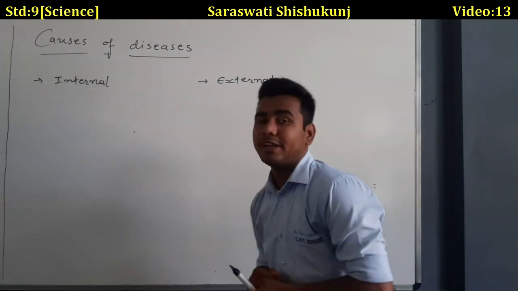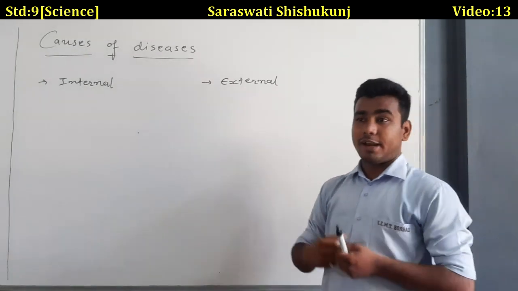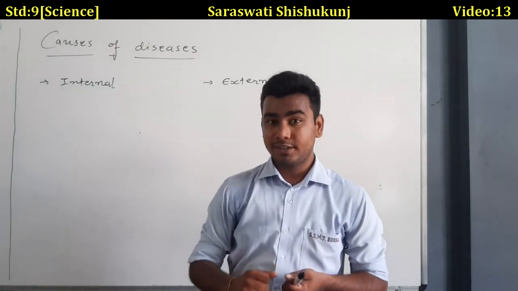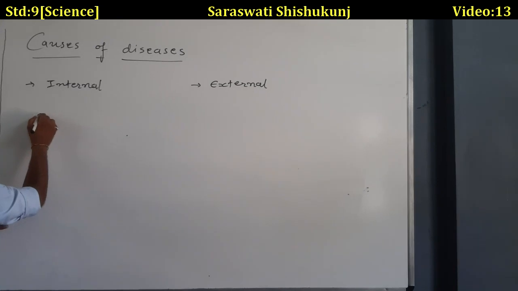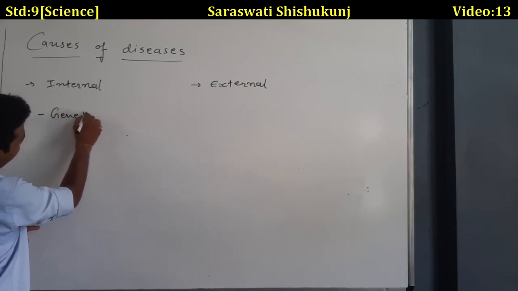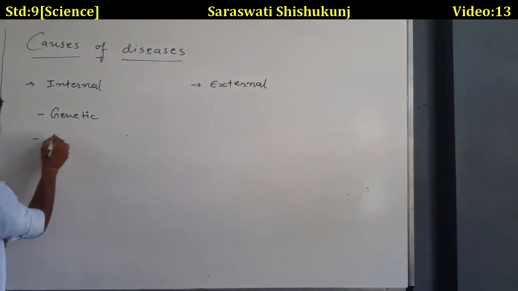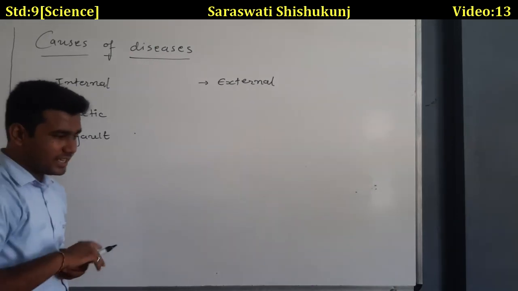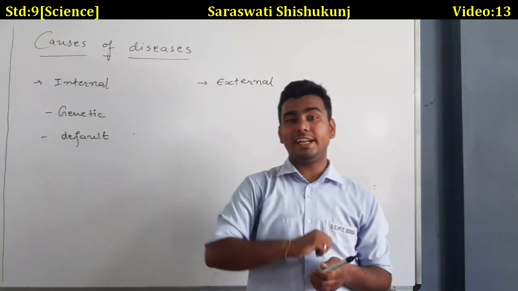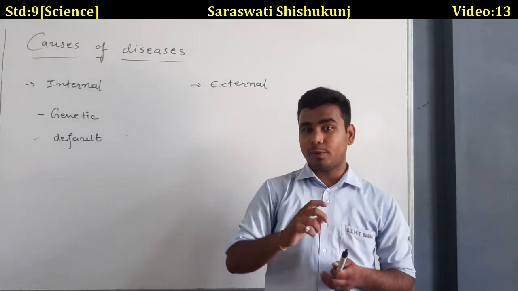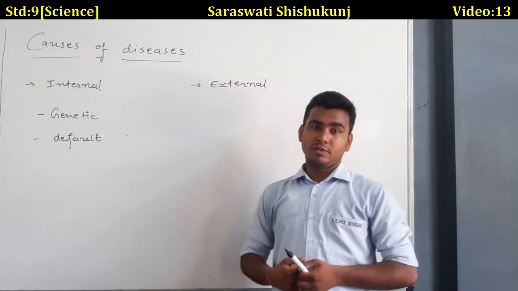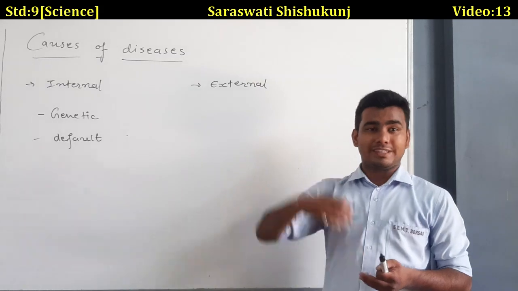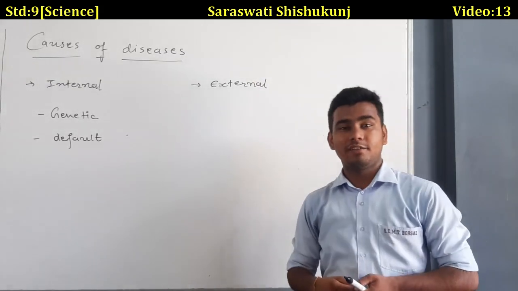Let's start with internal causes. In internal causes, there may be some genetic problem or there may be a default problem from birth, right? So in internal causes we can take some genetic problems, and also we can take a default problem. In genetic problems, we know that in 1945 in Hiroshima and Nagasaki, when the atomic bomb was dropped, even right now the newborn babies in those cities, Hiroshima and Nagasaki, have some defects. So that is a genetic problem which is coming from 1945, right?